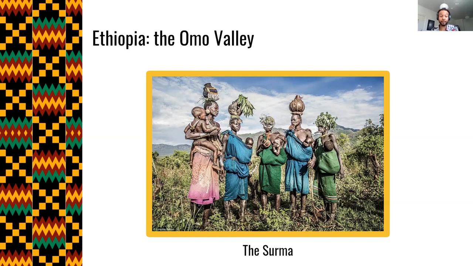Even till nowadays, they still dress like this and have scarifications. One of them has this mouth plate on her lower lip. Maybe you can see it. So same country, again, imagine the difference.